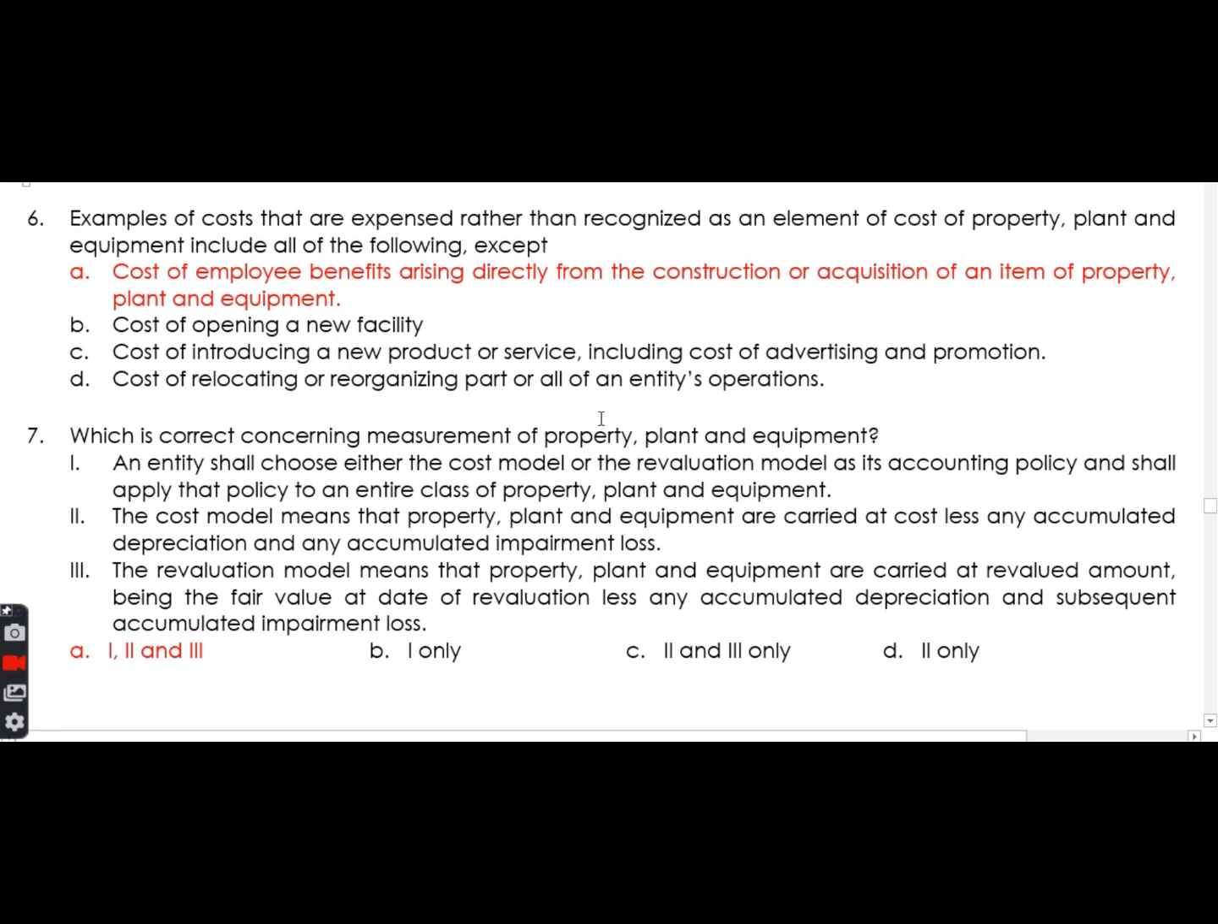Next, number 6. Examples of cost that are expensed rather than recognized as an element of cost of PPE include all of the following except. So, ang hinahanap natin yung capitalizable. Letter A ang sagot kasi sinabi doon, cost of employee benefits arising directly from the construction or acquisition of an item of property, plant, and equipment. In other words, pwedeng yan ay direct or indirect labor relating to the preparation of the asset in construction. Tapos kung acquisition naman, yan yung directly attributable overheads. So, that's going to be capitalizable. Yung opening the new facility, parang grand opening, expense na yon. Yung introducing new product, parang advertising, expense na rin yon. Tapos yung relocating or reorganizing part of the operations, that's also expense. Parang restructuring cost yan.